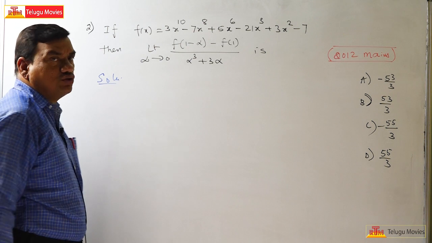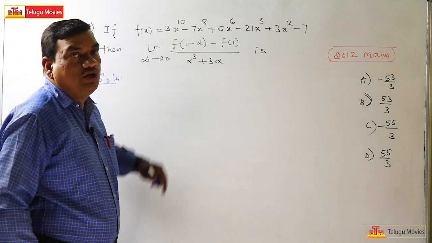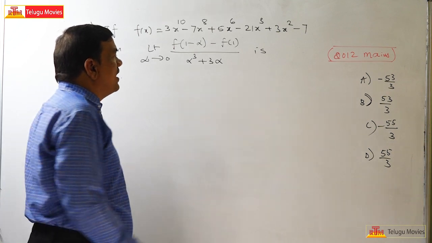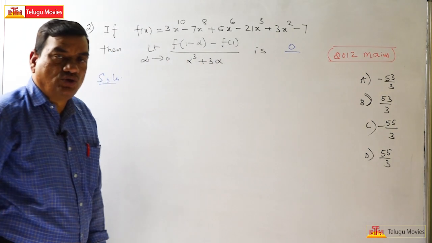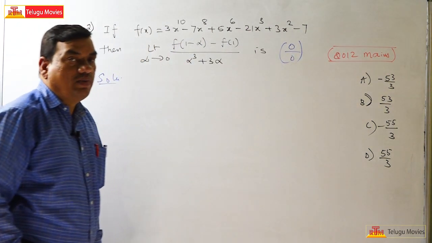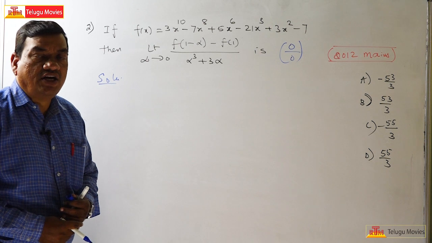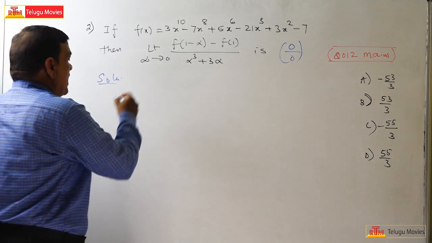As alpha tends to 0, wherever alpha is there, substitute 0. So 1 minus 0, 1. So f of 1 minus f of 1 definitely 0. Wherever alpha is there, substitute in the denominator, we will get a 0. Therefore, 0 by 0, which is an indeterminate form. So, we can go for L'Hopital rule. Okay. So, what is the L'Hopital rule?